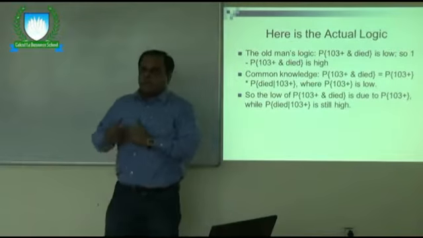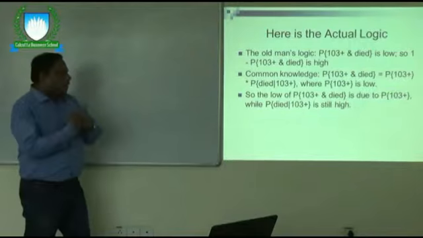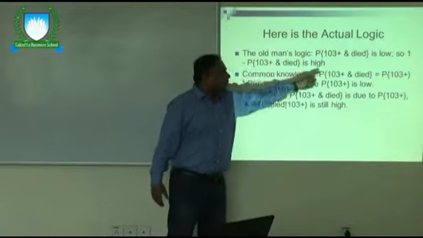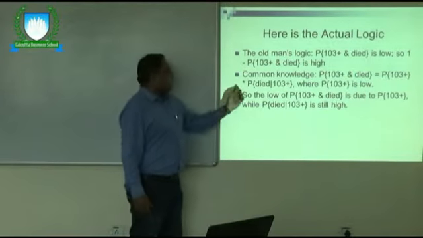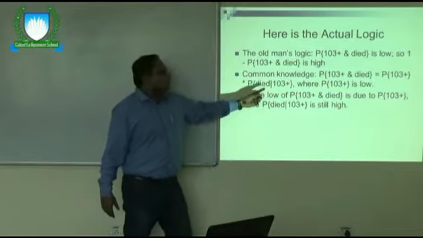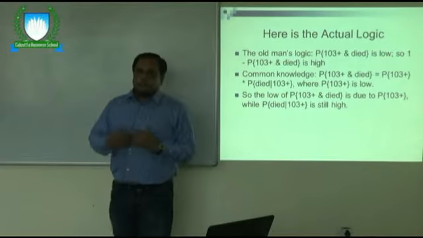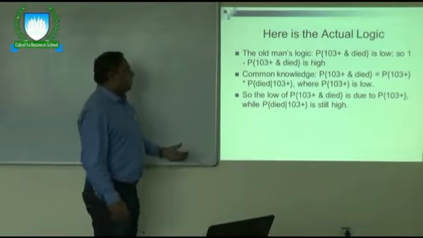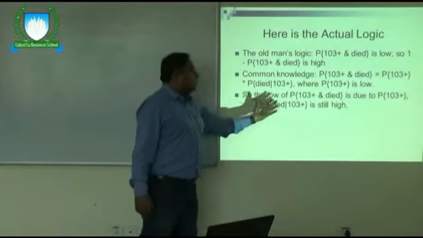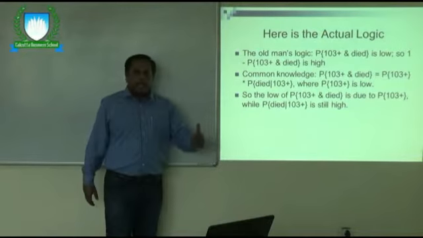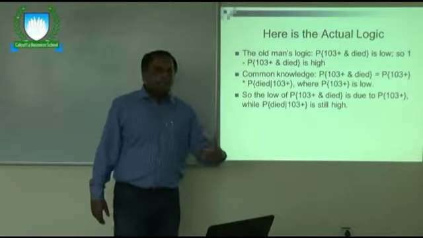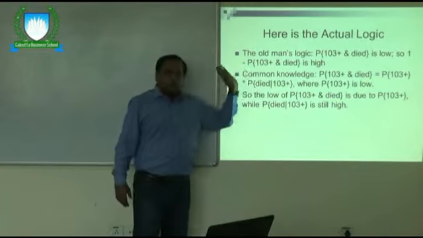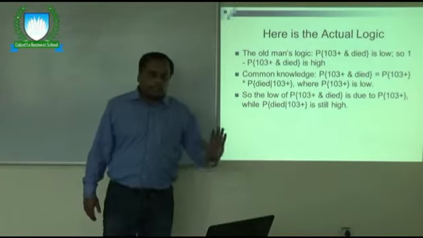A person remaining alive till 103 years is very low. Obviously, the product is also low because that factor is low. Whereas he is claiming that this factor is going to be low because this factor is low. Obviously, you know that this kind of fallacious argument can lead to a lot of erroneous conclusions. So the lowness is due to the probability of a person remaining alive till 103 years and not because of the probability of dying after 103 years, which is still very high.